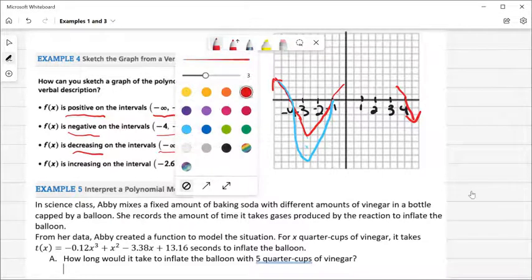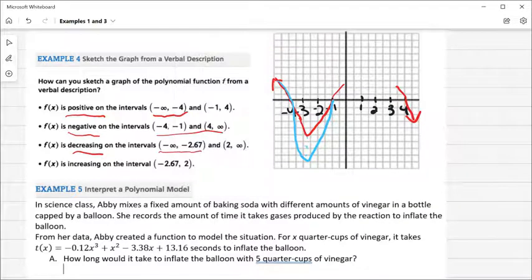All right, and then it's increasing from that negative 2.67 up until 2. All right, so maybe right around here it stops increasing. So there we go. And that's our rough sketch.